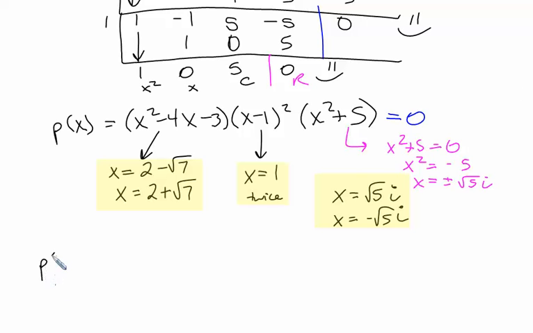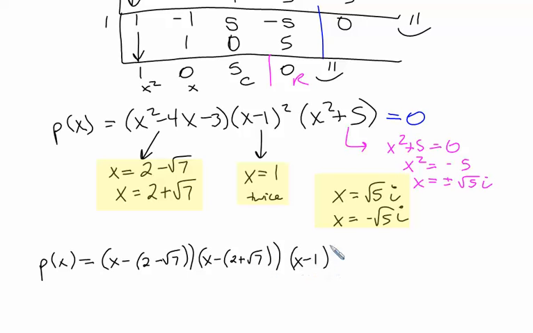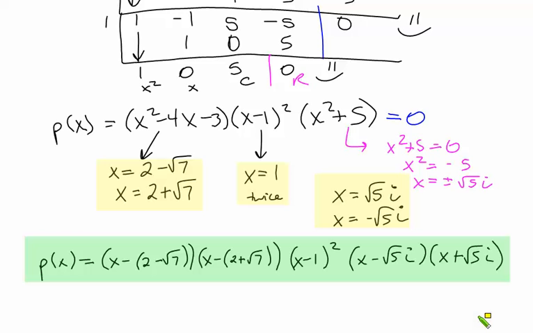If, on the other hand, we asked for it to be factored, the answer would have been x minus 2 minus radical 7, x minus 2 plus radical 7, x minus 1, the quantity squared, remember we count those repeats, x minus radical 5 i, and x plus radical 5 i. So it depends on the question. If we were asked to determine the zeros, what we highlighted in yellow would be our answer. If we were asked to factor the polynomial, what we highlighted in green would be our final answer.